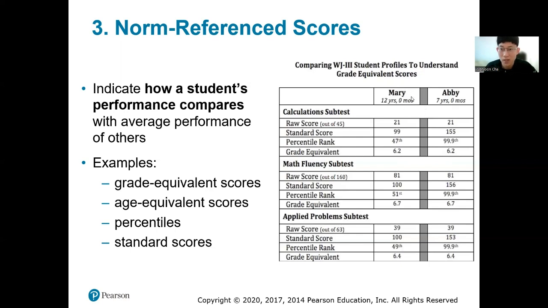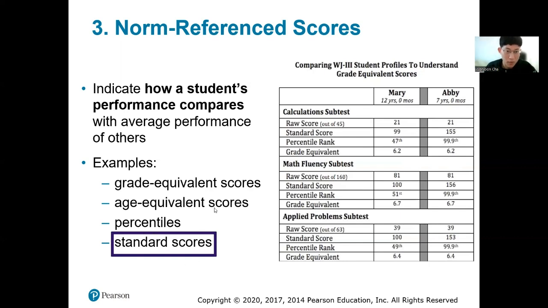So Mary, I think she is average. She's in the sixth grade and she can perform as the sixth graders. Abby is 7 years old, but she can also perform at the sixth graders level. So even though Mary and Abby got the same raw scores, it really depends. The norm reference scores can tell different information about Mary and Abby's relative standing.